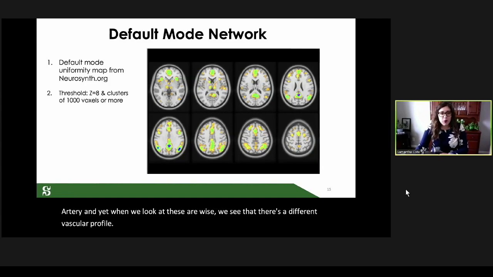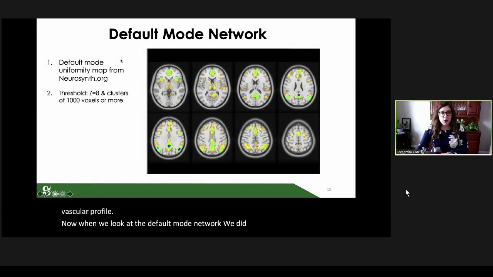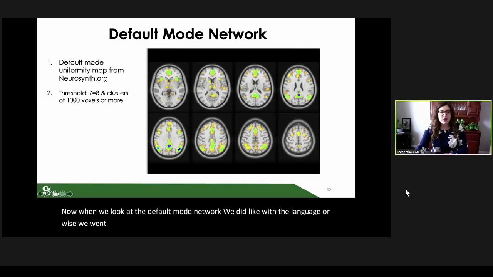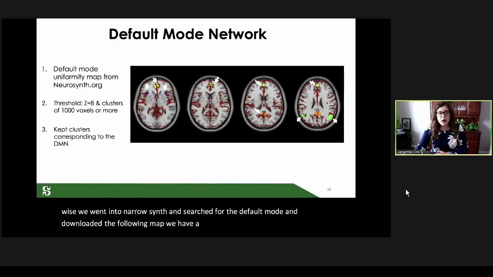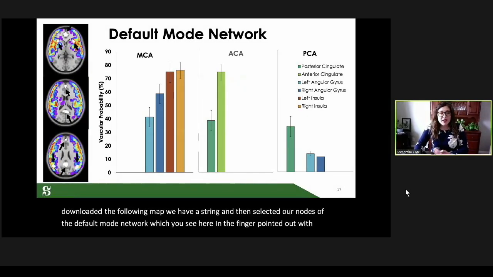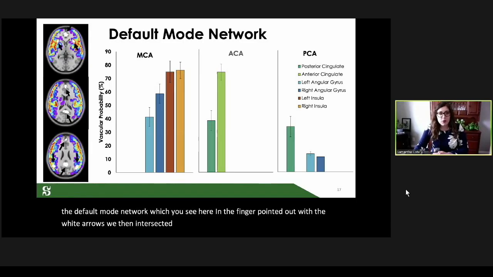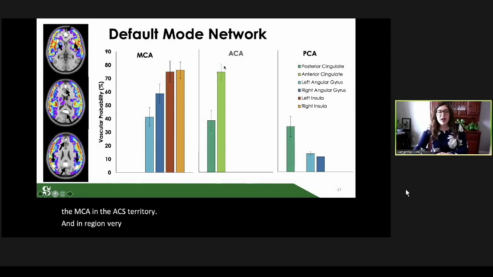Now, when we look at the default mode network, we did like with the language ROIs: we went into Neurosynth and searched for the default mode and downloaded the following map. We applied clustering and then selected our nodes of the default mode network, which you see here in the figure pointed out with the white arrows. We then intersected each of these nodes with our vascular probability maps of each artery, and these are the following results. So what we see is that the nodes of the default mode network fall primarily within the MCA and the ACA territories, and in regions of very high vascular probability. But we know that at least 3 of our nodes fall within a region of 80% probability.